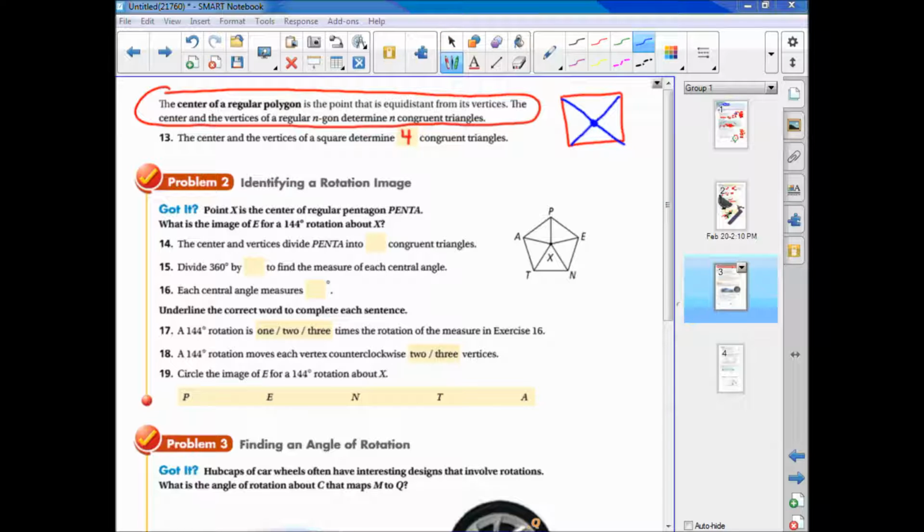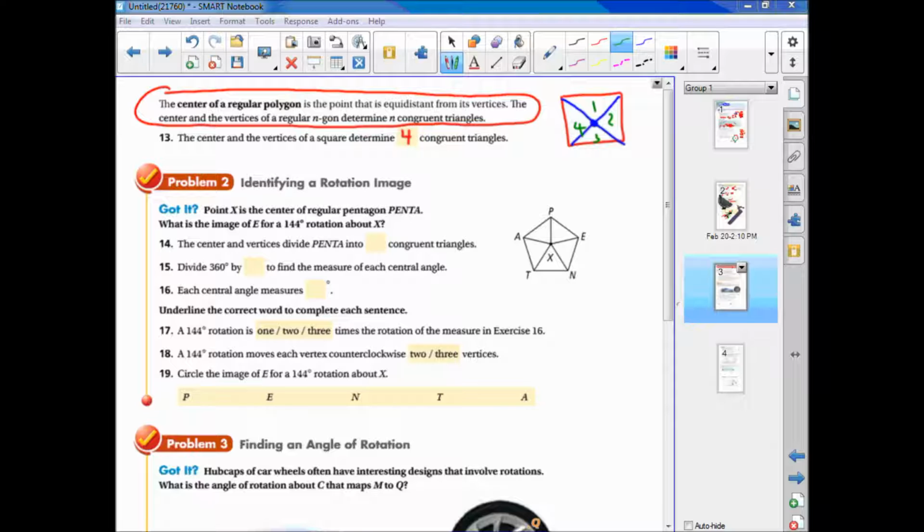The center is here, and notice it creates 4 congruent triangles. Each one of these triangles in here, 1, 2, 3, 4, are the same, okay? And together they make the square. If we extended how many sides there were, we'd do the same thing. The triangles just look a little bit different, but they're all congruent to each other, okay?